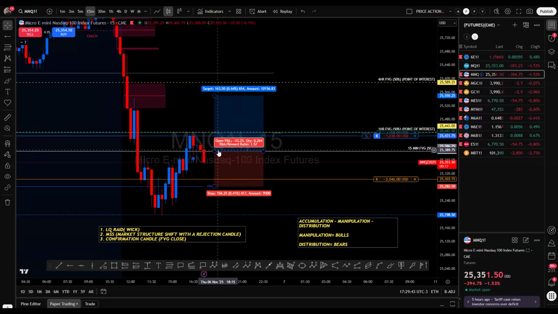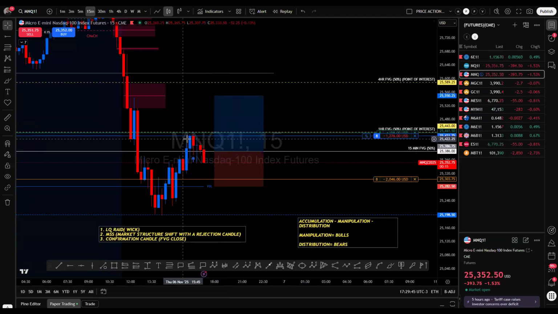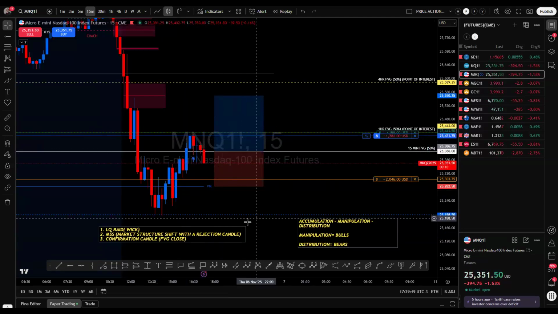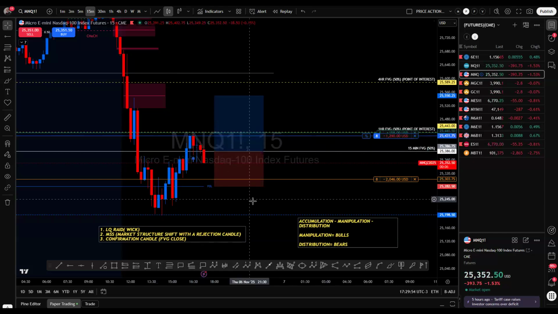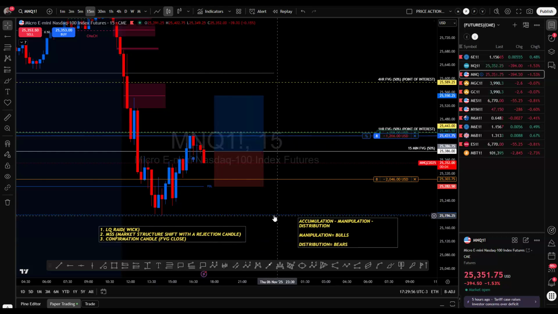It looks like they're ready to distribute the bulls, even though I didn't see a liquidity wick here, that's fine. So if it shows some strength, then we'll just take this loss and jump back in, see if we can get it back.